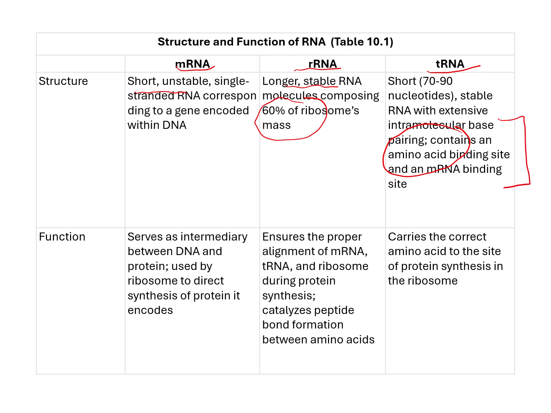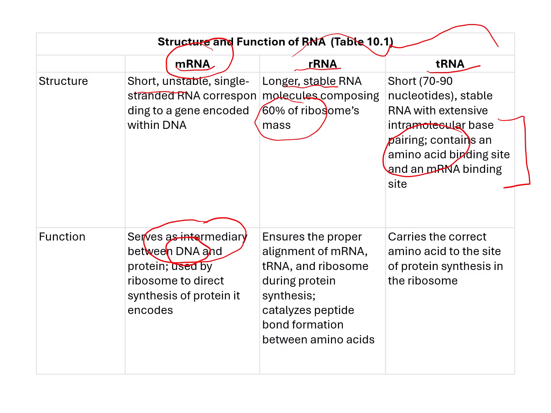So for the function, messenger RNA serves as an intermediary between DNA and protein. Remember that we only have one copy of our DNA inside the cell when it's not dividing, so it's very precious, right? We want to keep it safe. So whenever we want to make protein, we make an intermediate molecule, the messenger RNA, that can be read to generate proteins. Ribosomal RNA plays an important role in translation, and so does tRNA.